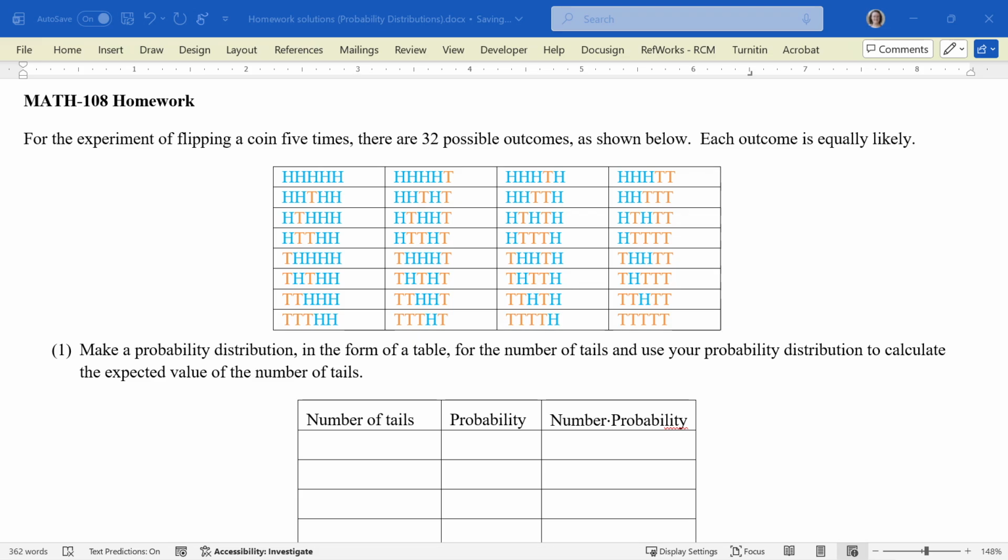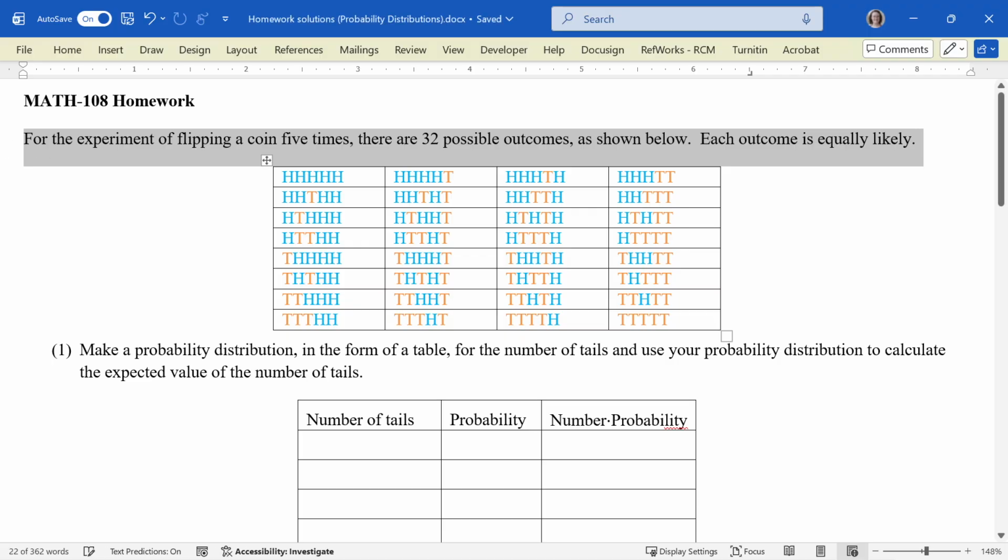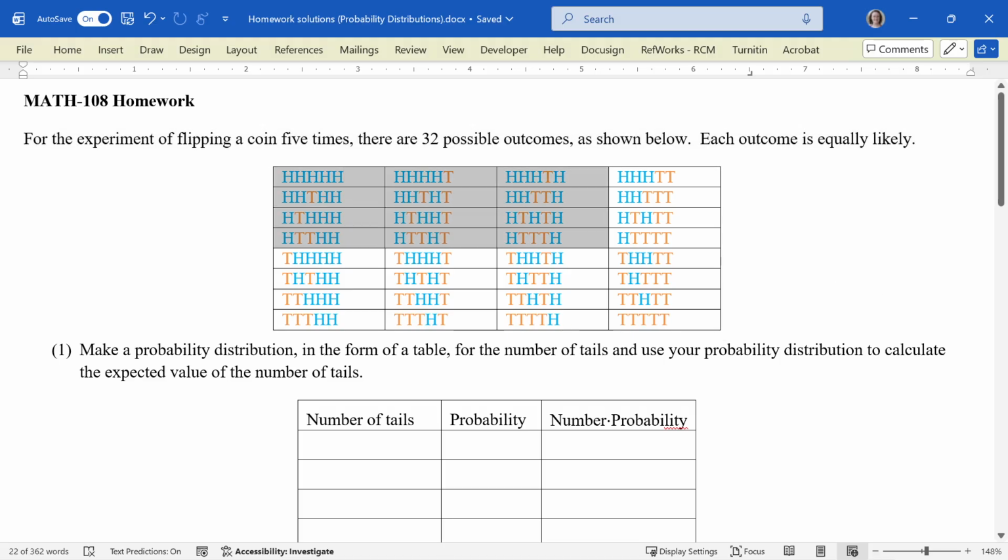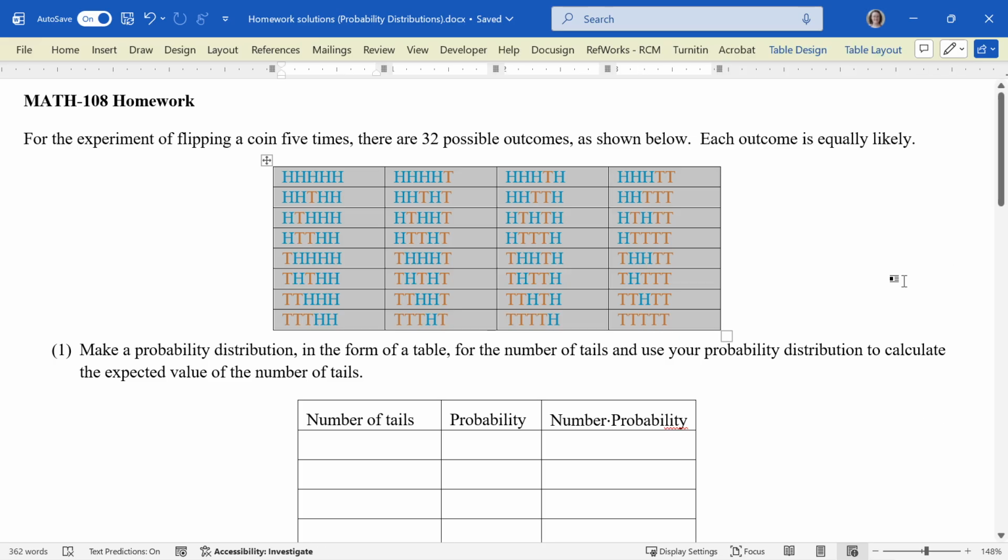Hello everyone. In this video, I'm going to show you how to do the homework on probability distributions. So for the first few questions, we have the experiment of flipping a coin 5 times, and there are 32 possible outcomes, which I've given you the list of here, and these are all equally likely.